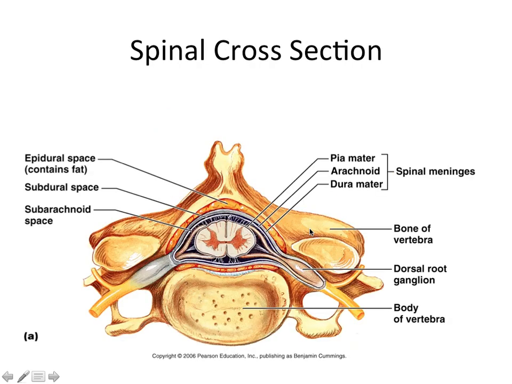Now let's take this transverse view of the vertebra. This is the vertebra. The vertebra is the bone structure that covers the spinal cord. So the vertebra can protect the spinal cord.